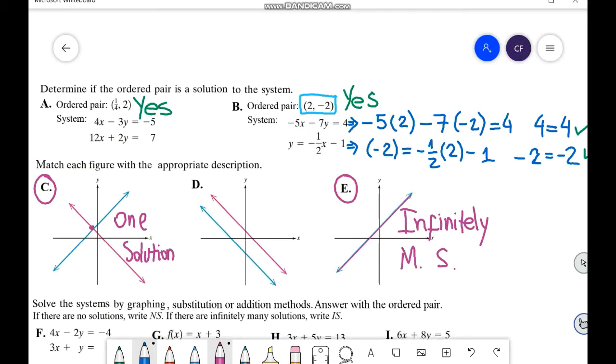Infinitely many solutions. That means letter D is going to be no solution, right? No solution. Thank you, Cynthia. Yes.